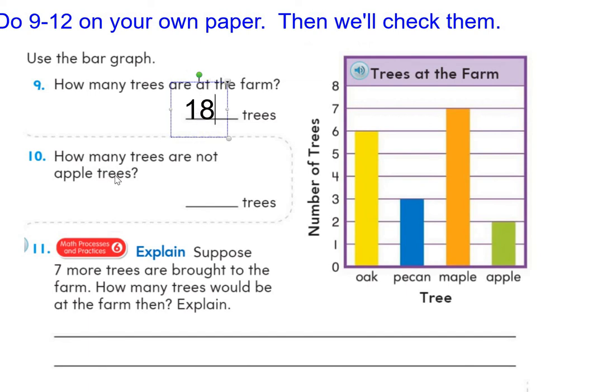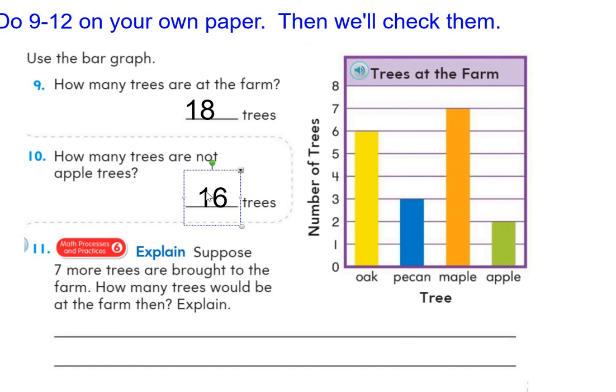How many trees are not apples? So we have to count everything except the apple. So we have to take 2 off of this total number. 18 minus 2 would be 16.